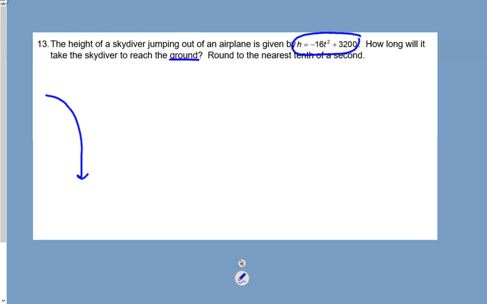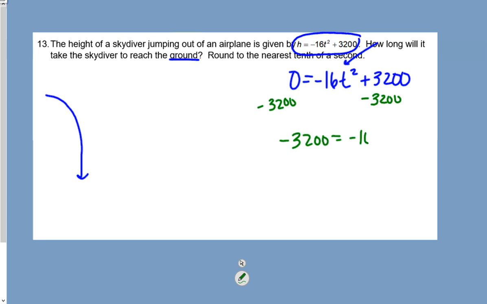So again, this is just like the problem 2 problems ago. Reaching the ground would be a height of 0. So I'm going to plug that in where my h is. There's only one variable in this problem, so I could solve it just by working backwards. I don't have to factor, I don't have to graph, although you could. So I'm going to work backwards by moving my 3,200 over. Divide by negative 16. Okay, so we've got 200 equals t squared. Is that right? Yeah. Take the square root of both sides.